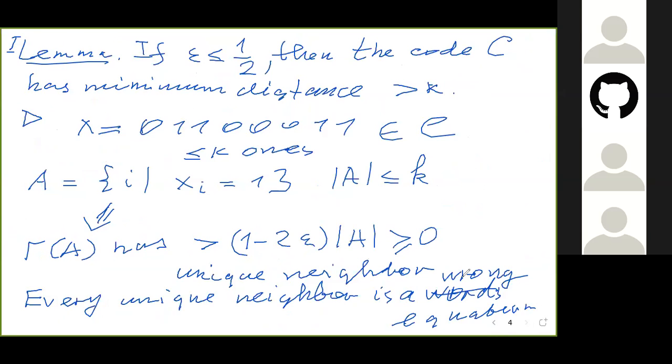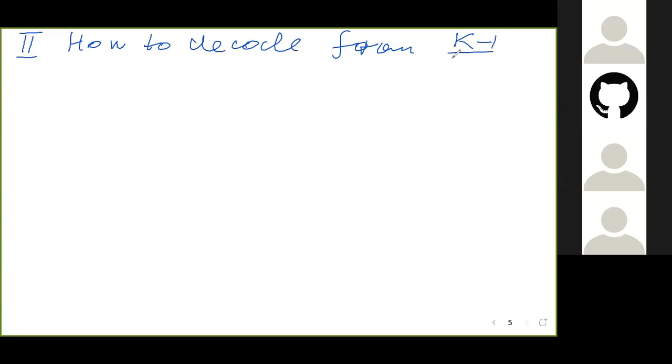And now the second thing, how to decode from errors. We will decode from k almost as, so recall that if the distance is k plus 1, we can decode from k over 2 errors. So we will decode, I guess, from k minus 1 over 2 errors.